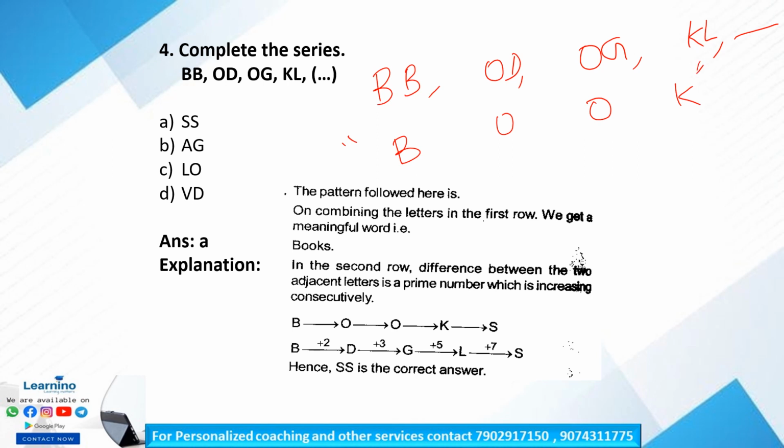The first letter of each term is B, O, O, K. These letters combine to form a meaningful word, right? It is BOOK. Let us consider the options. By adding the first letter of option A to this, it becomes BOOKS, right? So it may be the answer.